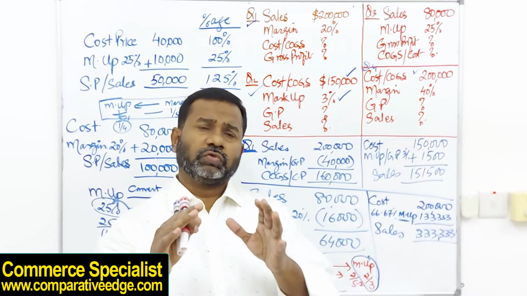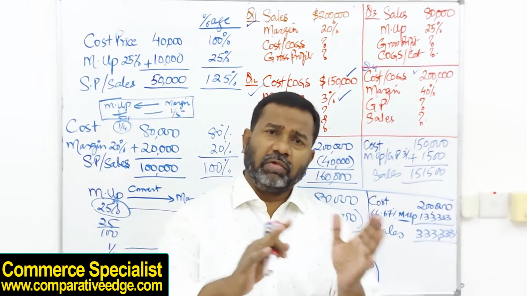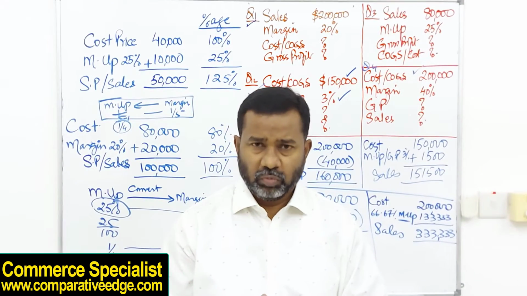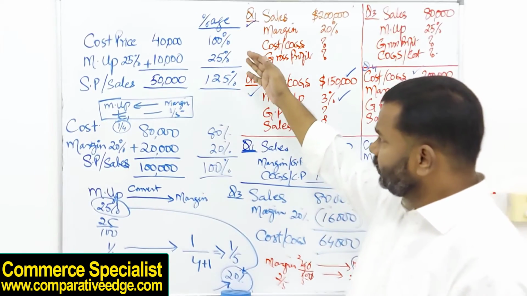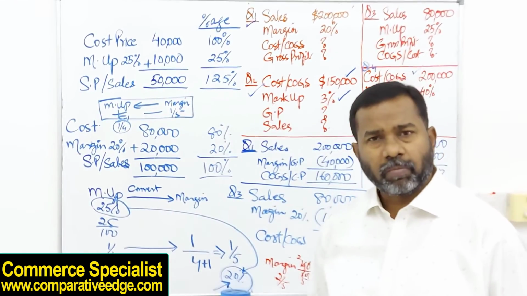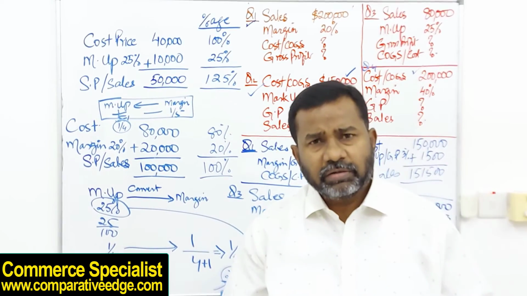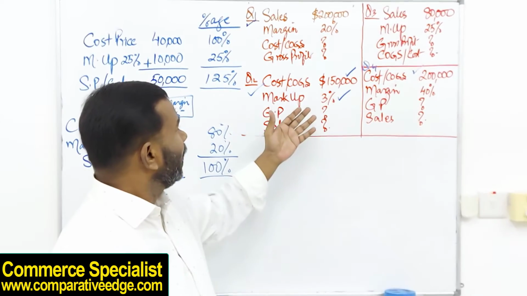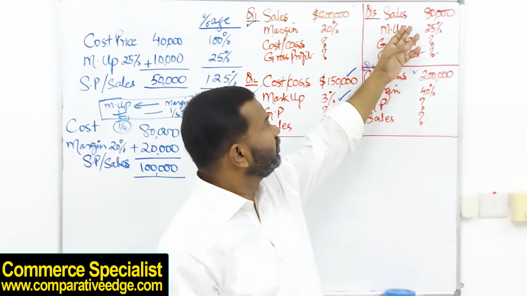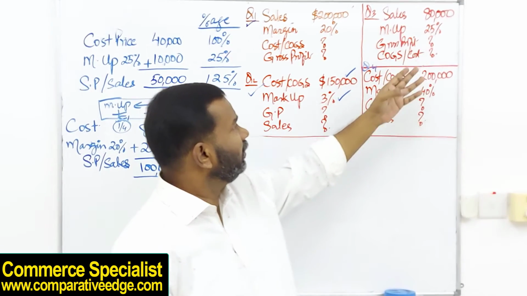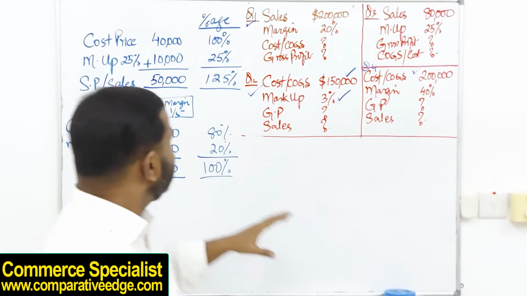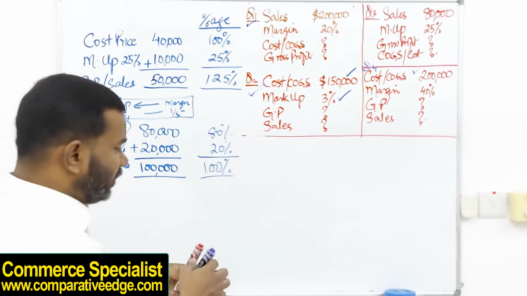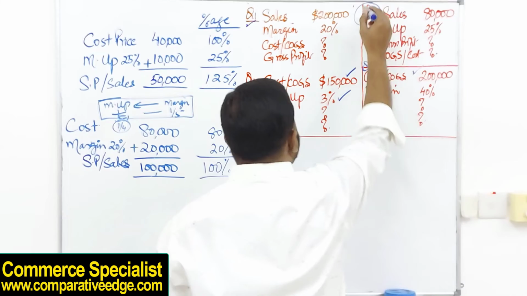Guys, this was one way of converting margin to markup. Alternatively, you can use these percentages. How are you going to do that? Let me show you. You have sales, but you have markup, and you have cost of goods sold, and you have margin. How to go about it? What we can do is we can use these percentages. Especially, let's look at question number 3.